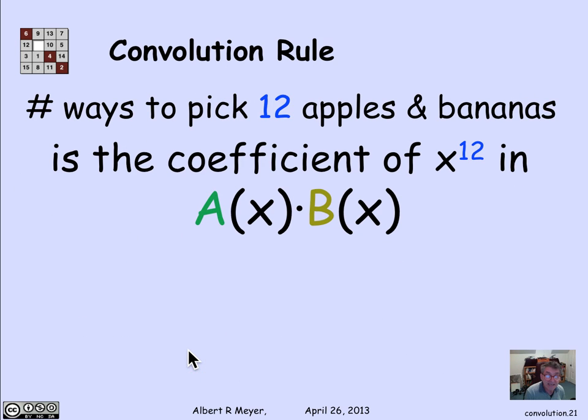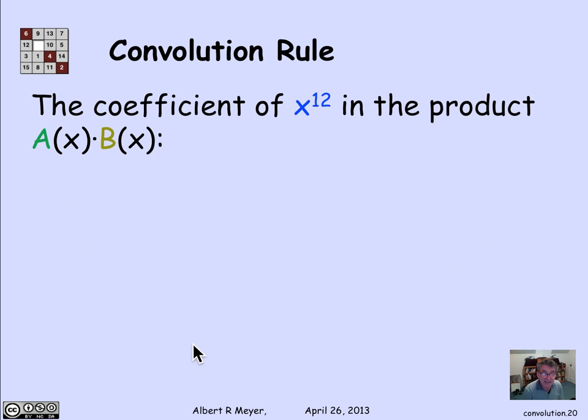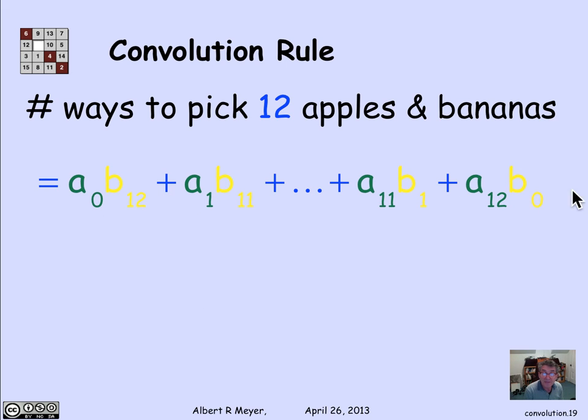And of course, what we're saying is that the coefficient of x to the 12th is exactly that expression that we saw on the previous slide. Let's go back and look at that again. This term is called, by the way, the convolution of the sequence of A's with the sequence of B's. The sequence where the 12th element has this form is called the convolution. The 12th coordinate of the convolution sequence, and the convolution sequence is the coefficients of the product of the two generating functions.